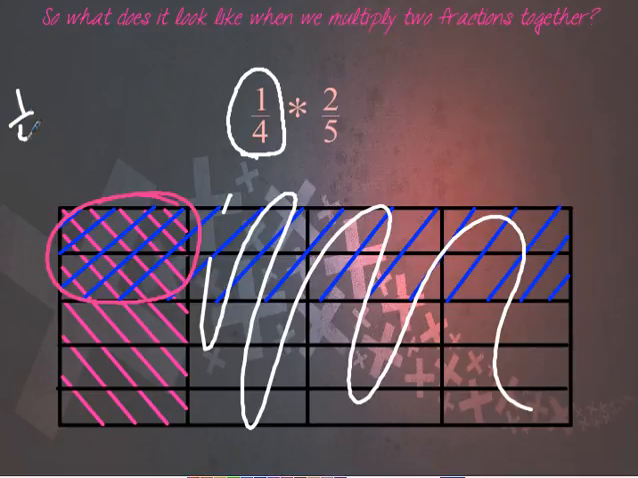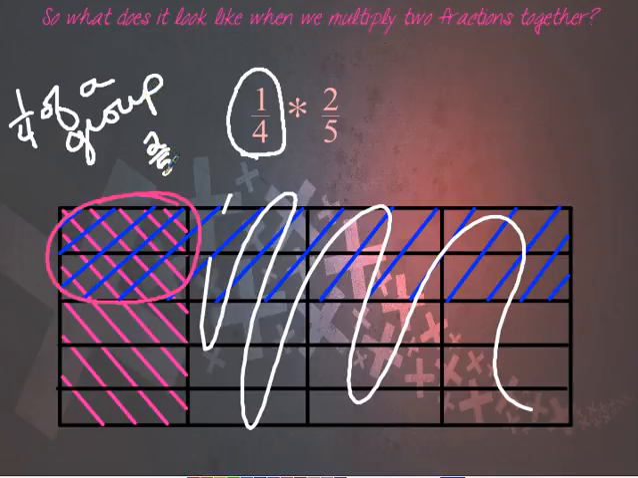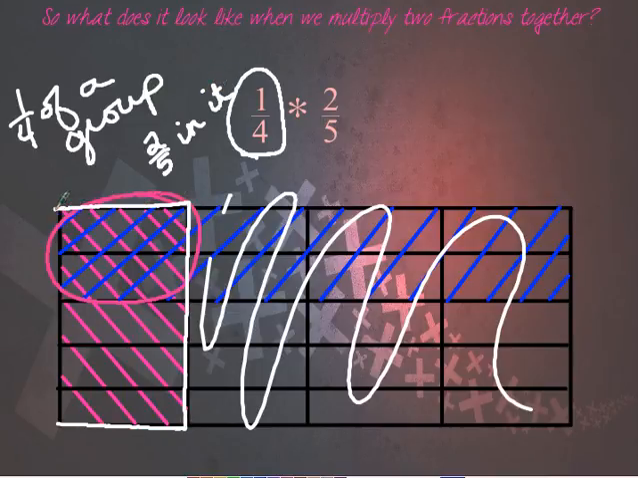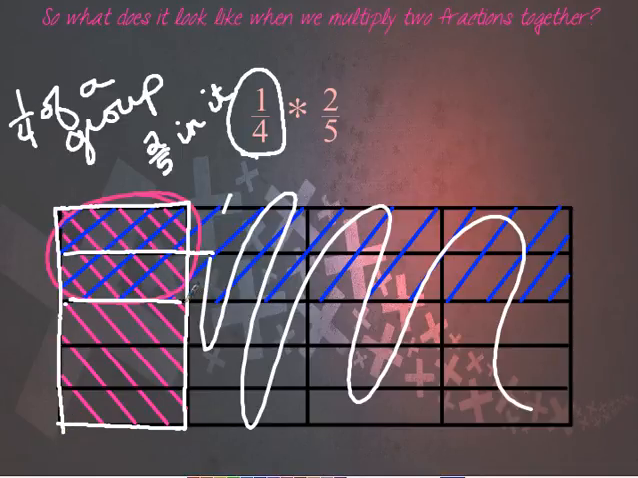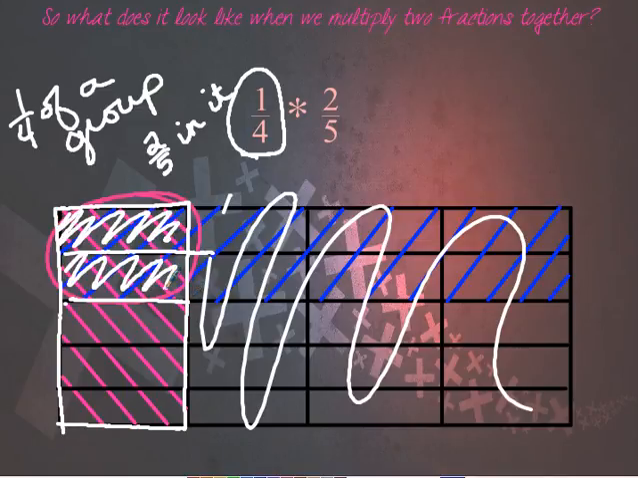So I only want 1/4 of a group, and that 1/4 of a group has 2/5 in it. So here's my 1/4 of a group, and then when I break it down into fifths, this part in here is all that we want. So this extra stuff over here, and actually here I'll do this in yellow, this stuff here is all that we want.